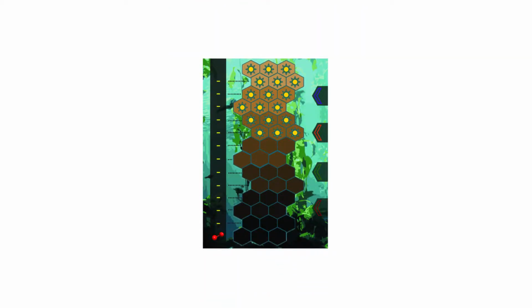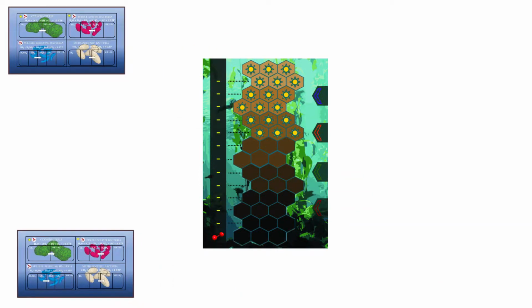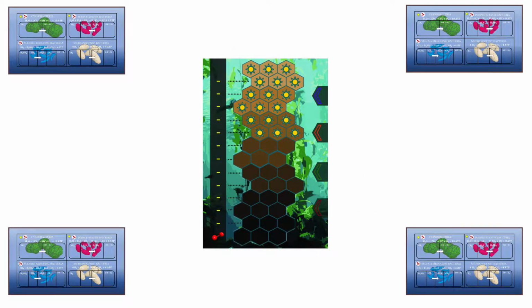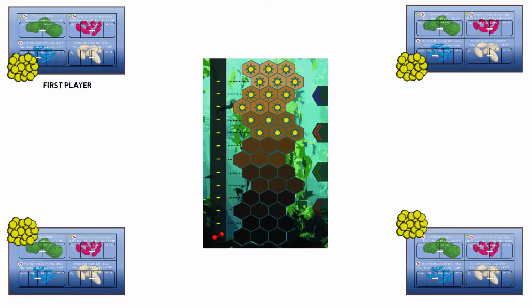To set up Microcosm, place the central board where it can be accessed by all of the players, and give each player a player board. Each player also starts the game with 10 ATP. Determine which player goes first, and then decide the turn order. Place the evolutionary card and organelle card decks where they can be accessed.